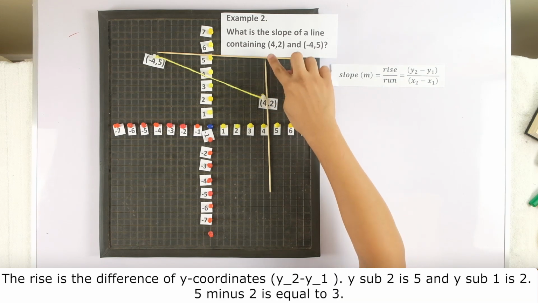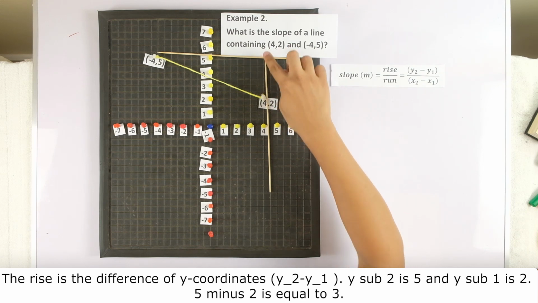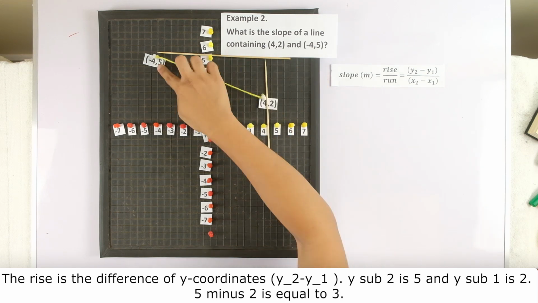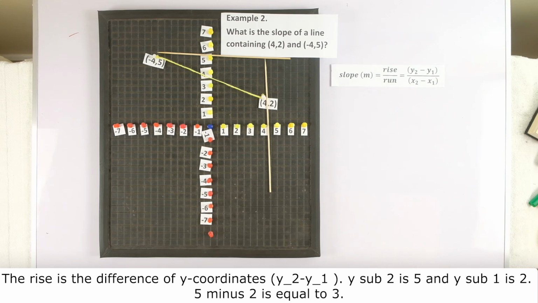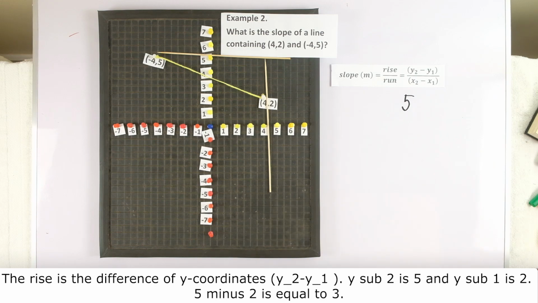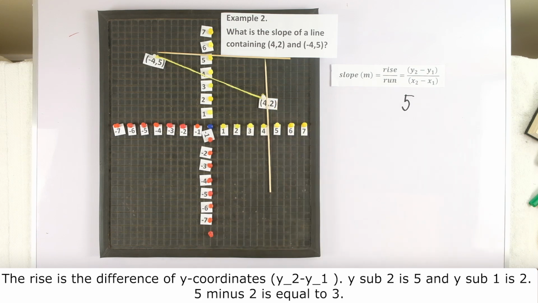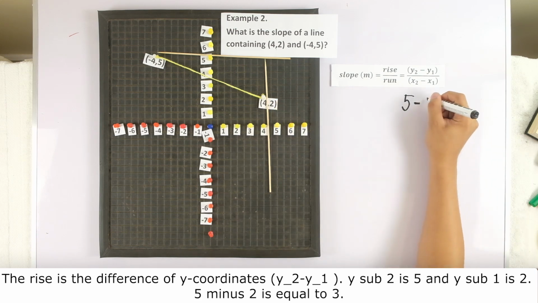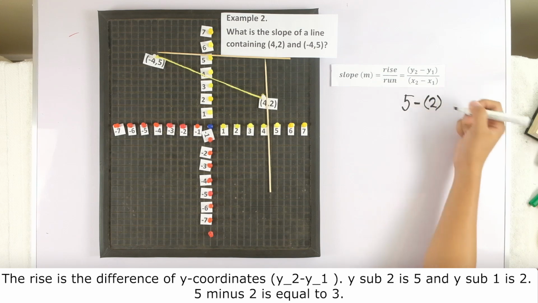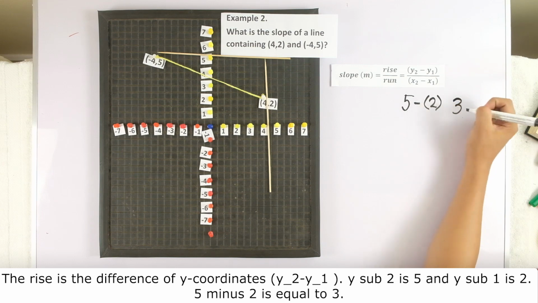The rise is the difference of y coordinates, y sub 2 minus y sub 1. Y sub 2 is 5, and y sub 1 is 2. Five minus 2 is equal to 3.